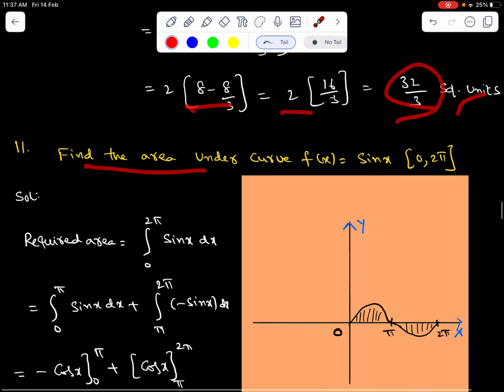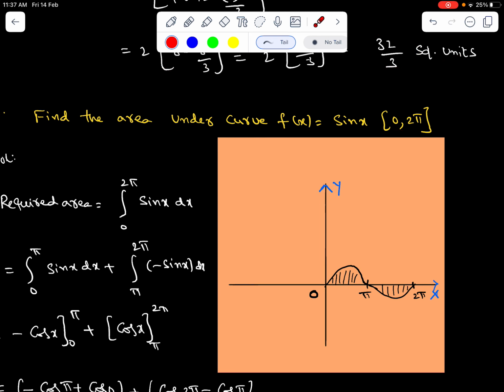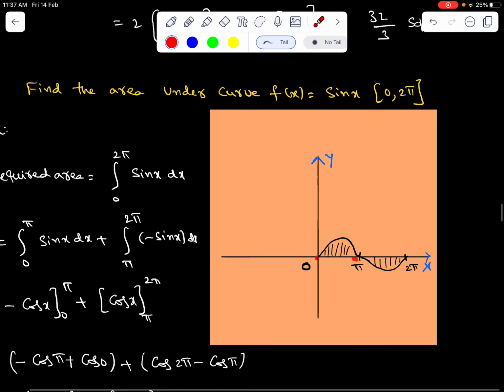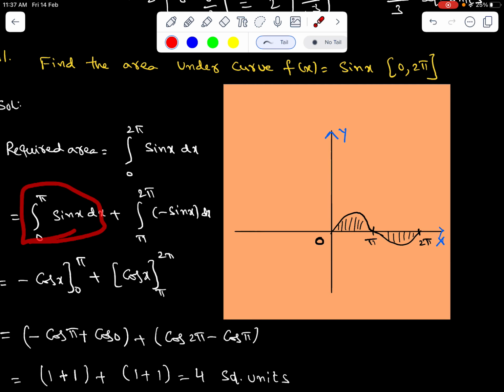Find the area under the curve y is equal to f of x, sin x, 0 to pi. You can observe the value of sin from 0 to pi is positive, pi to 2 pi is negative. Therefore, the integral of sin x from 0 to pi is positive, pi to 2 pi is negative.